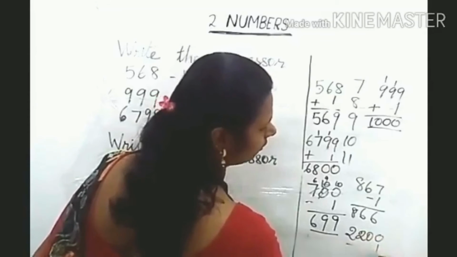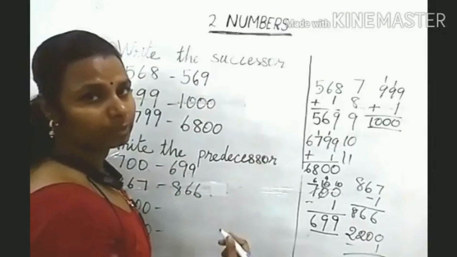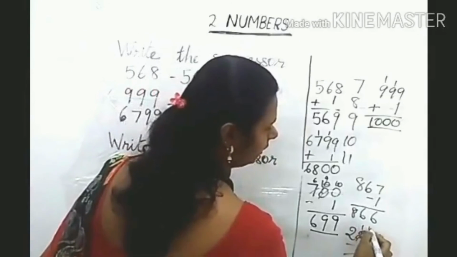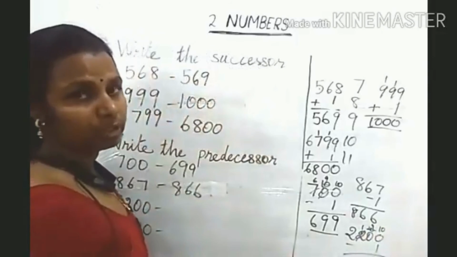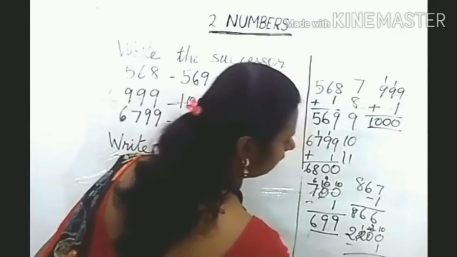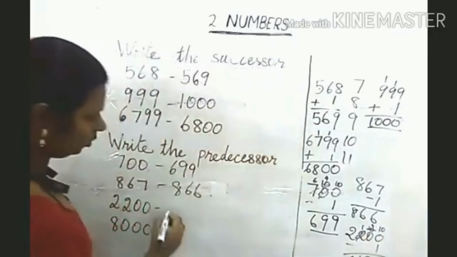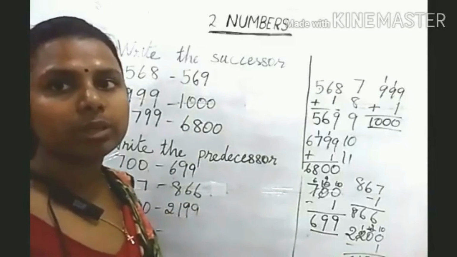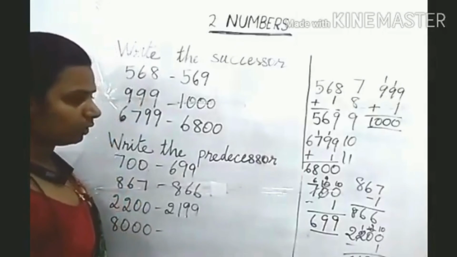Shall we take the next number, 2200 minus 1. So here also 0 on the top. So we have to take borrow. When we borrow from here, 1 it will become 10. Again it will become 9 and here 10. So 10 minus 1, 9, 9, 1, 2. So 2199.